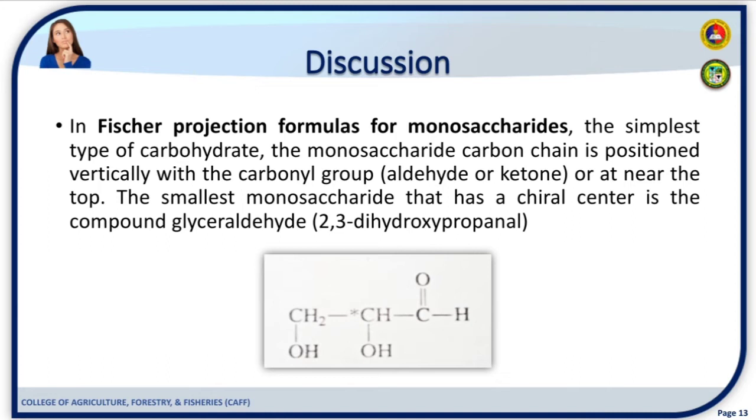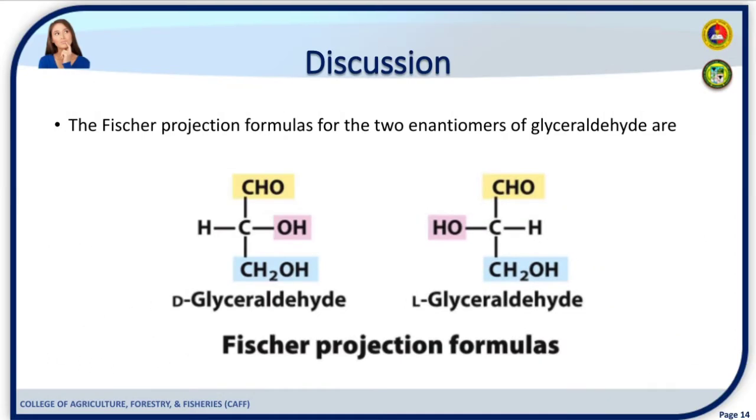In this example, the smallest monosaccharide that has a chiral center is the compound glyceraldehyde. If we name this compound properly using what we have learned in organic chemistry, it will be named as 2,3-dihydroxypropanol. So, I hope you can still remember how to name your organic compounds in organic chemistry. And please do not forget that it's also very important to be familiarized with the functional groups, as this will also help you identify the substituents attached to the central carbon atom.